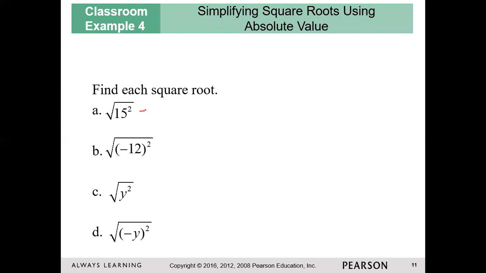So this says, according to the rule, it's the absolute value of whatever your a value is, which is just 15. So the absolute value of 15 is 15. Over here, it says the absolute value of -12. Again, -12 is our a value, and the absolute value of -12 is just positive 12. Over here, technically, you need the absolute value of y because you have no idea what this value of y is. It could be -14 for all we know. So we need the absolute value of y here.